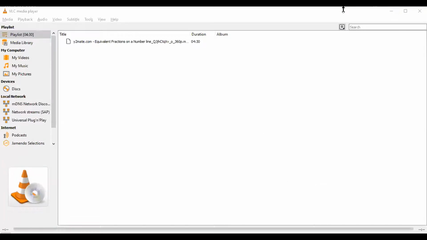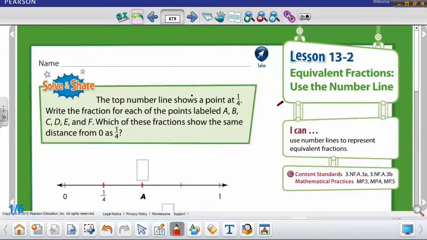New share. So here, the book page 679. The top number line shows a point at 1/4. We need to write a fraction for each of the points labeled A, B, C, D, and F, of course. Which of these fractions show the same distance from 0 to 1/4?